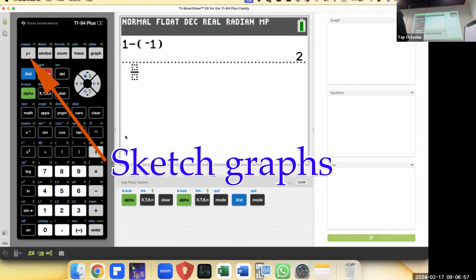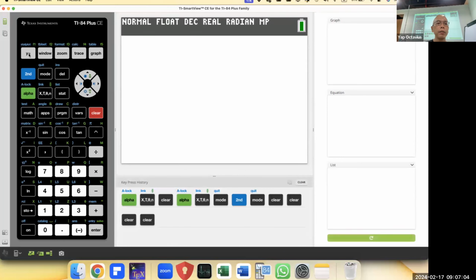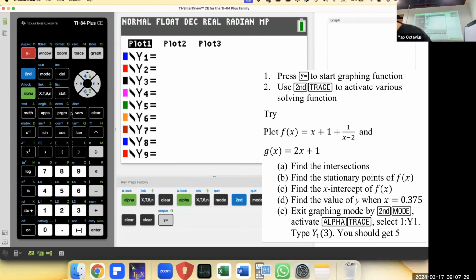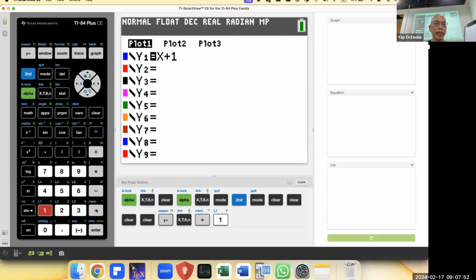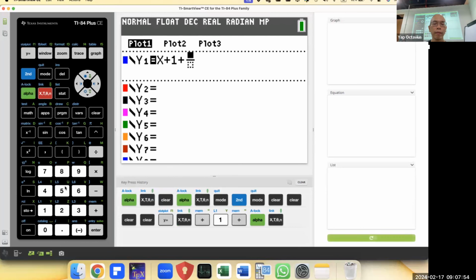Okay? So you try the original one first. Then now let's come to the most exciting function, sketch graph. Sketching graph is on this button, the y equals. So what's the exercise I put there? You have f(x) and g(x). So you can try pressing keying in the function. So we get x plus 1. You want to press x using this button x. Then the rest is just plus 1. And you plus again the fraction. What's the fraction? 1 over x minus 2.